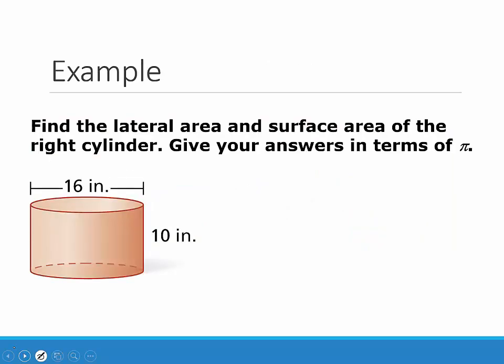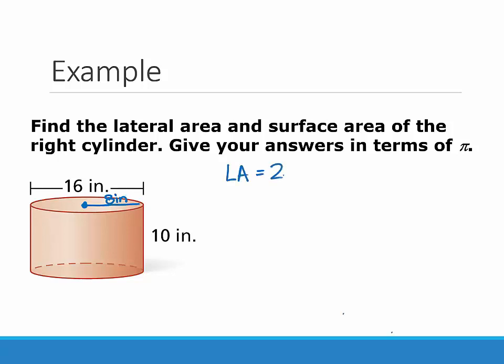So let's do a problem with those. Find the lateral area and the surface area of this right cylinder. Give your answers in terms of pi. The first thing I notice is that they give me the diameter. I'm not going to need that, but instead I'm going to need the radius. So let's find that.